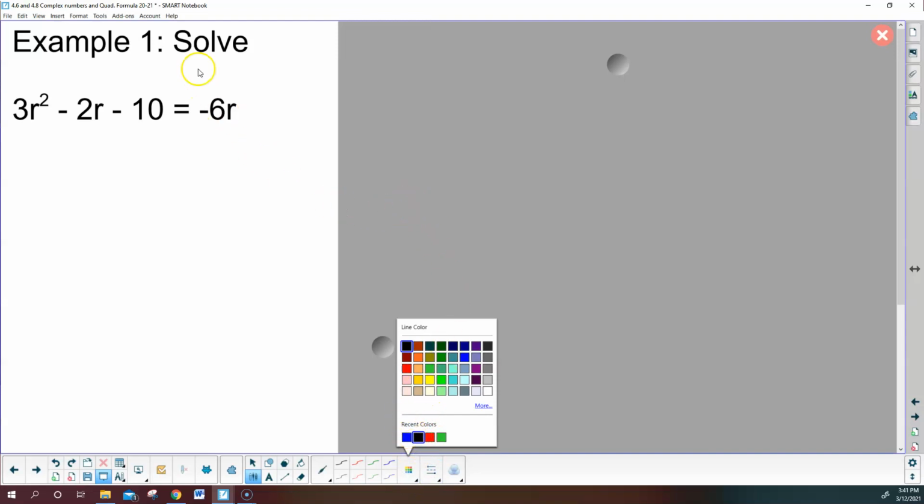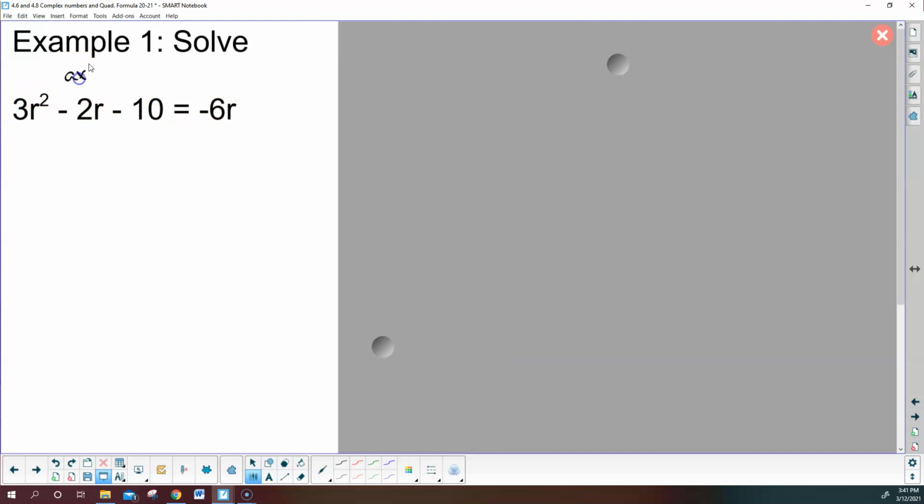What do we do first? Well, our very first attempt, when I have a value squared and another term, so r squared and r, and a constant, I need to move everything over to one side. And we haven't really done a lot with this form yet, but we want to make it equal to 0. So I'm going to move the 6r over to the other side with addition. I get 3r squared plus 4r minus 10 equals 0.